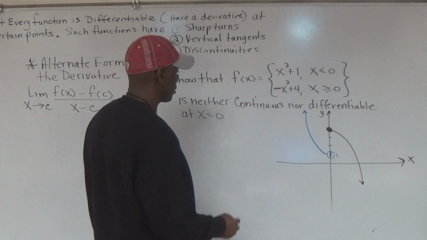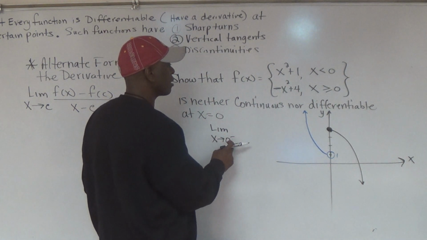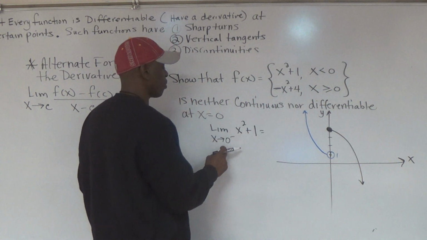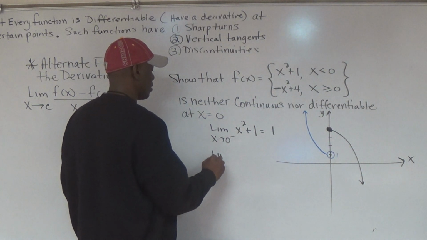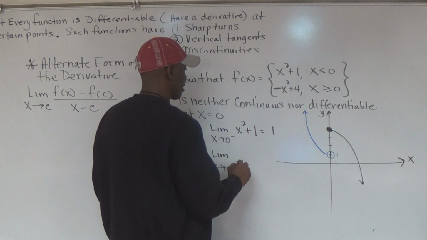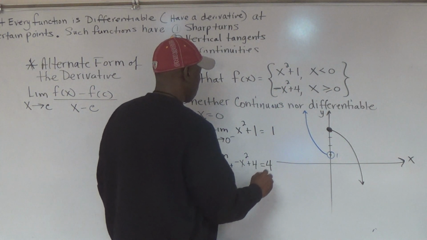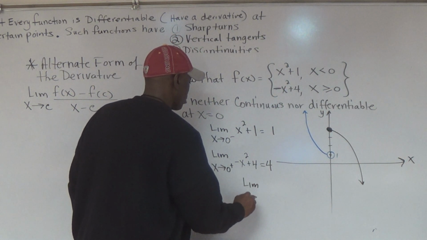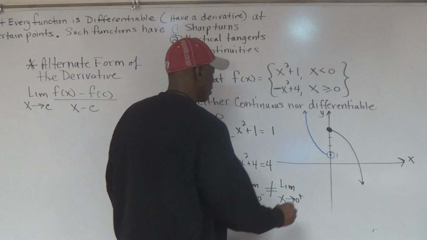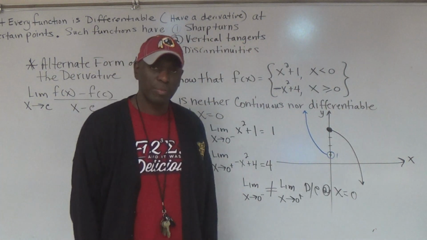Let's go back to our rules of continuity. We're going to look at the limit as x approaches 0 from the left side, which is this function right here, x squared plus 1. Plug in 0, we get 1. And the limit as x approaches 0 from the right side, the bottom expression, negative x squared plus 4. Plug in 0, we get what? 4. And so the limit as x approaches 0 from the left does not equal the limit as x approaches 0 from the right, so it's discontinuous at x equals 0.